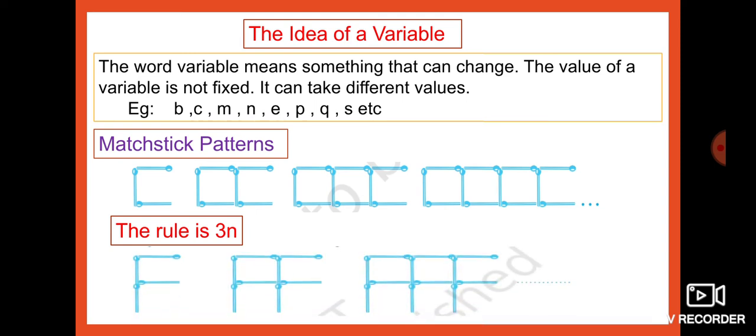The letter F. How many matchsticks are used here? 1, 2, 3, 4. 4 matchsticks are used. In the second, 4 times 2, that is 8. Here 4 times 3, that is 12. So which will be the rule? 4, then any variable, n or m. Any variable you can use.